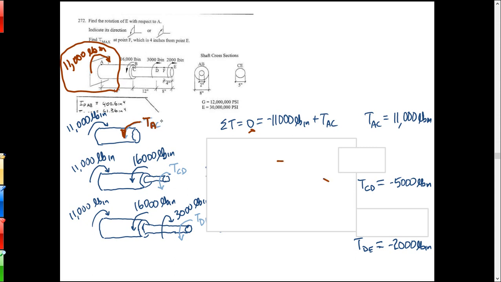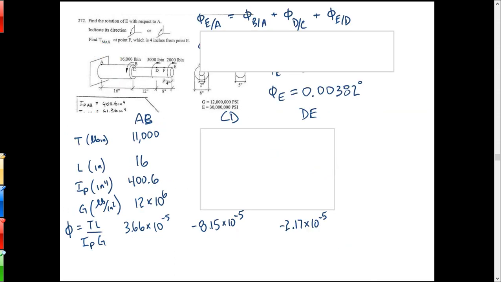So I went ahead and solved for that. It's just sum of torsions is 0. I work my way from left to right here, so I've got that -11,000 plus TAC, and I solve for TAC. It's 11,000 pound-inches. And then you can do the same thing for TCD and TDE. Like that. And then you solve for those internal torsions.